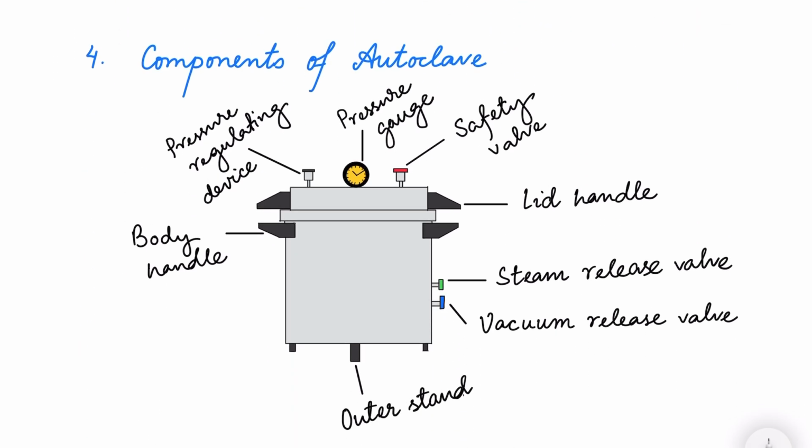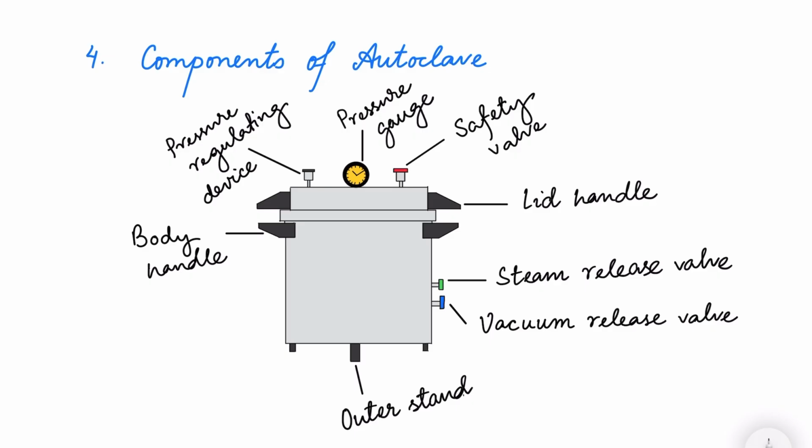Now let us understand the autoclave physically by discussing its components and their functions. The pressure gauge allows us to monitor the internal pressure of the chamber so we know whether correct conditions are being maintained. The pressure regulating device ensures that pressure does not fluctuate beyond the required level. The safety valve plays a critical role by releasing excess pressure and preventing explosions, making the system safe to use.